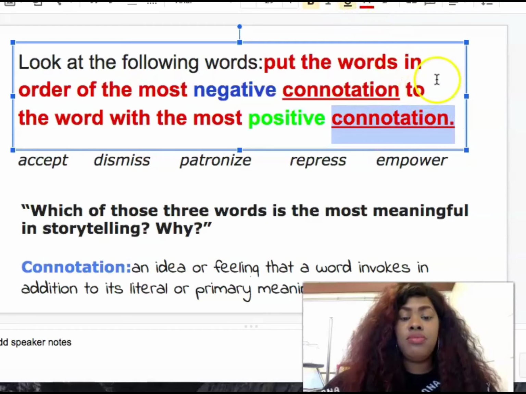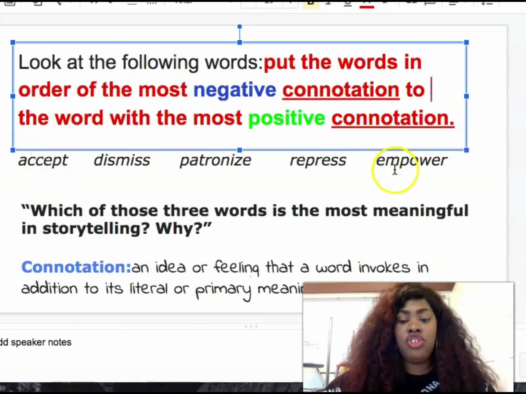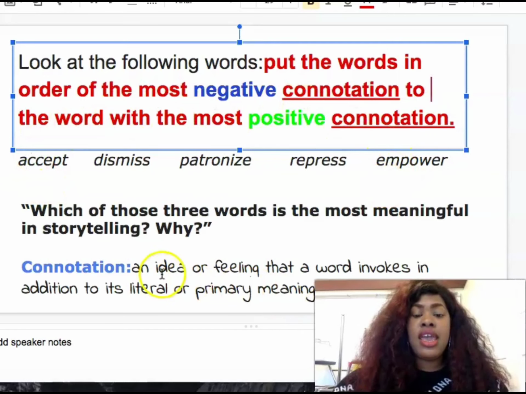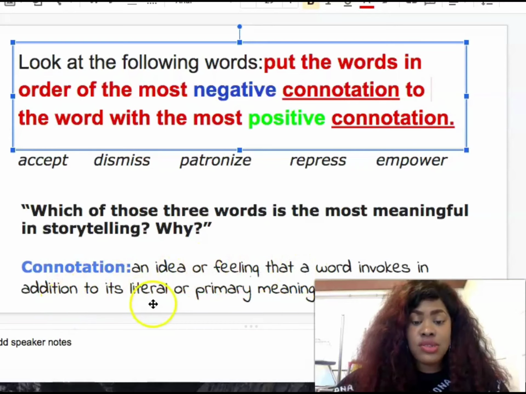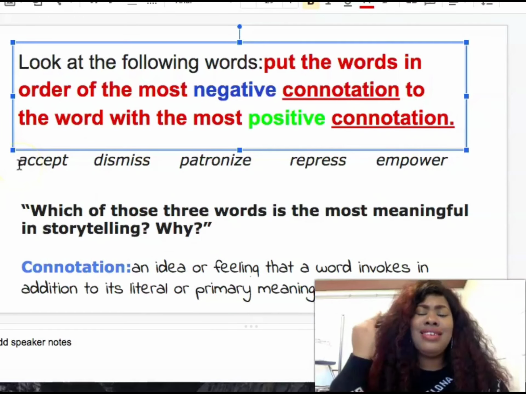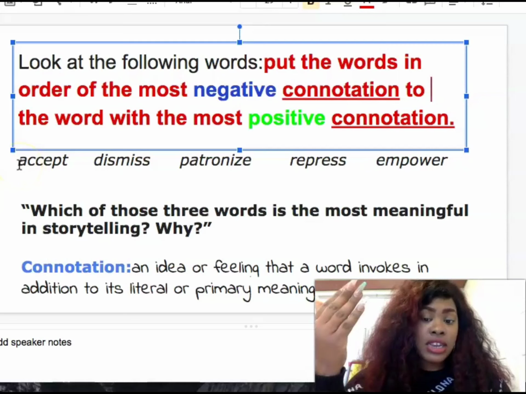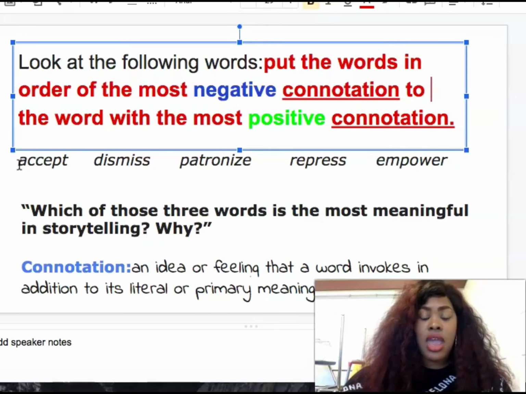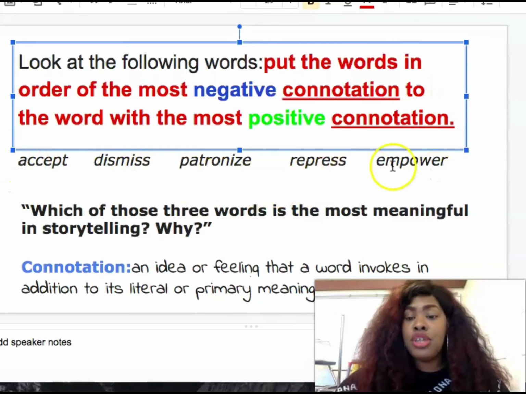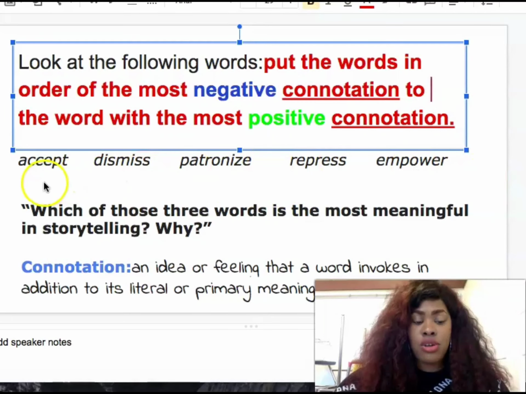So I want you guys to look at these words and put them in order of which one has the most negative to the most positive connotation. Remember, a connotation is an idea or a feeling that the word invokes in addition to its literal or primary meaning. So whatever the meaning of the word accept is, what type of idea does it give you? Is it a negative idea or is it a positive idea? And where would it go if you had to put them in order, all of these words?